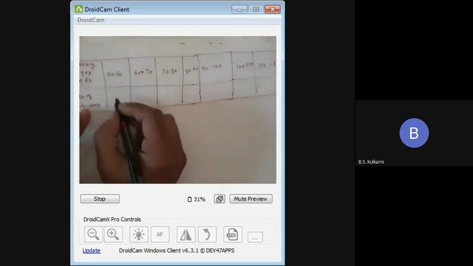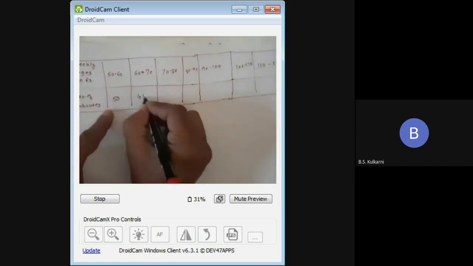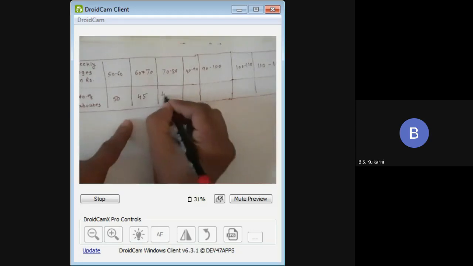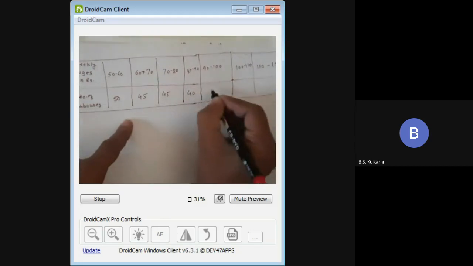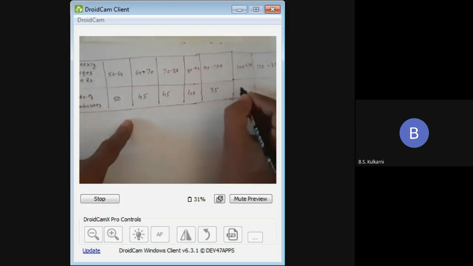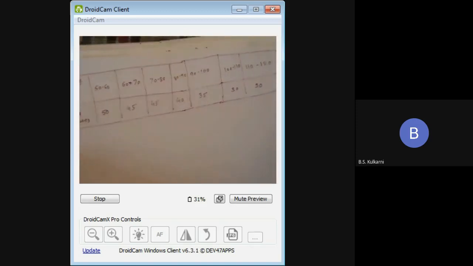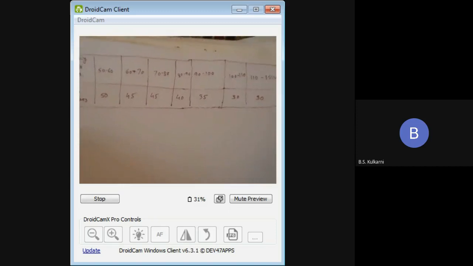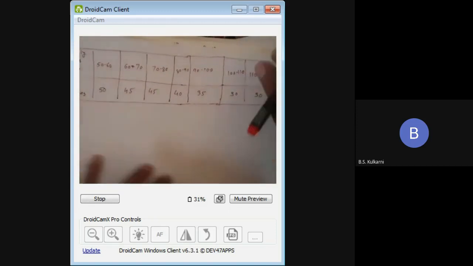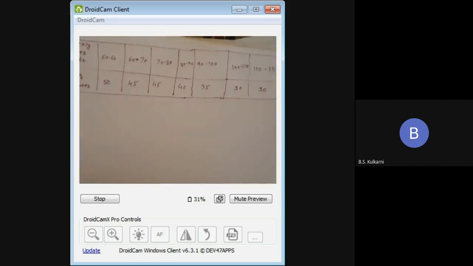Now the number of labors under each class will be 50, 45, again 45, again 40, again 35, 30, and again 30. So this is the data in front of you in terms of the weekly wages in rupees and the number of labors that fall under the particular class.